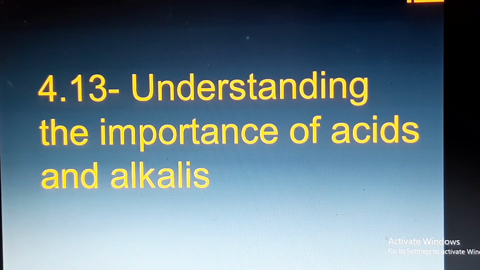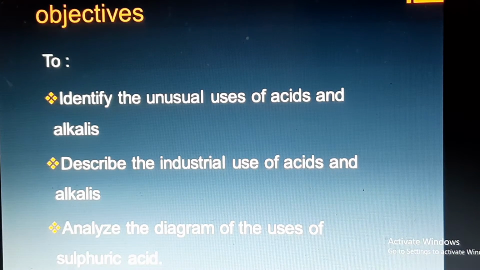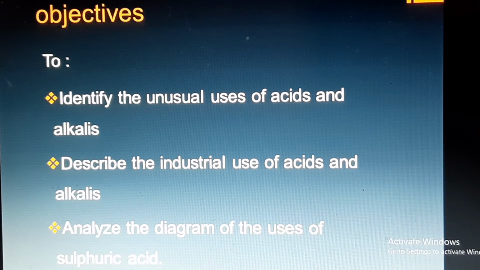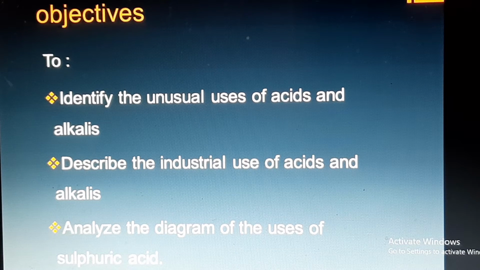We are learning 4.13, Understanding the importance of acids and alkalis. The first objective is to identify the unusual uses of acids and alkalis. The second objective is to describe the industrial use of acids and alkalis. And the third objective is to analyze the diagram of the uses of sulfuric acid.